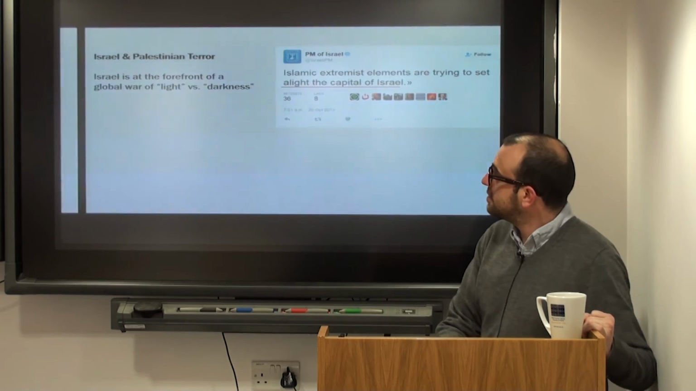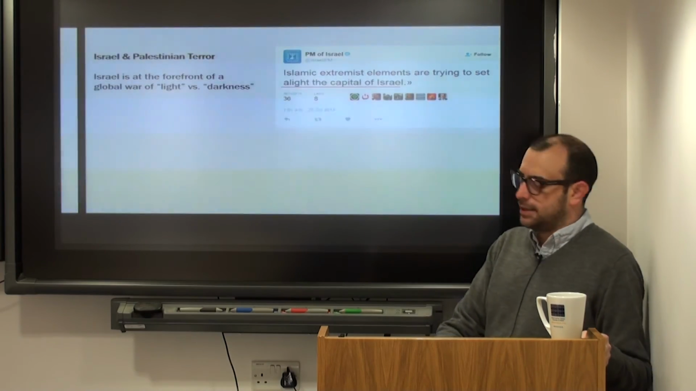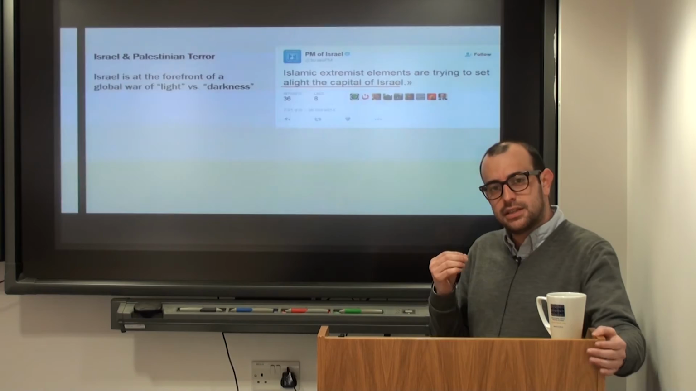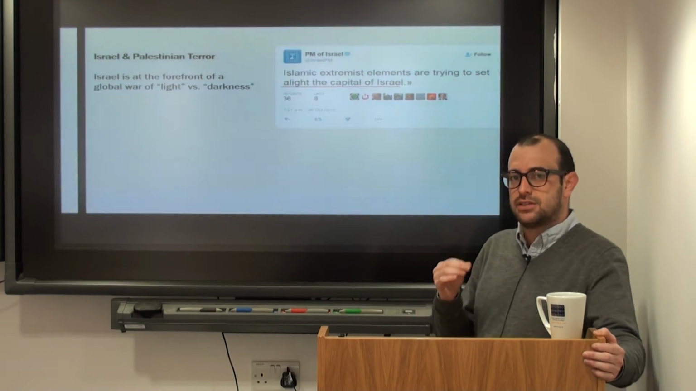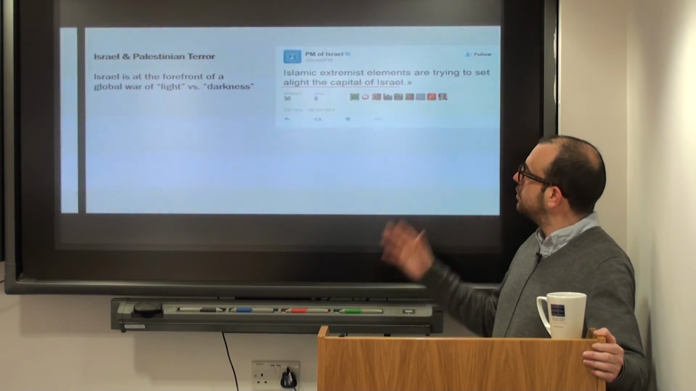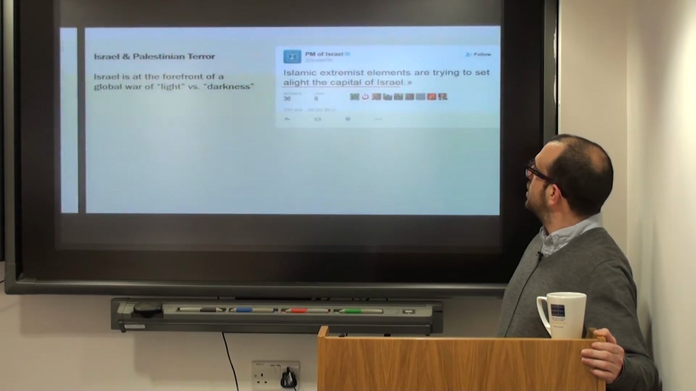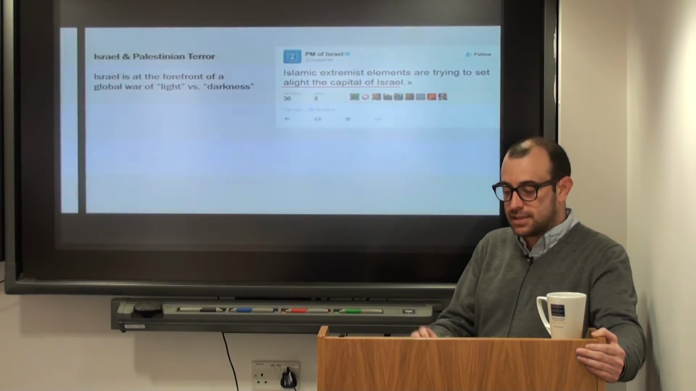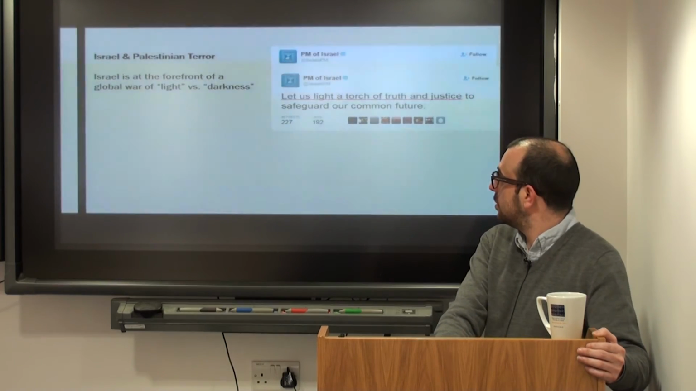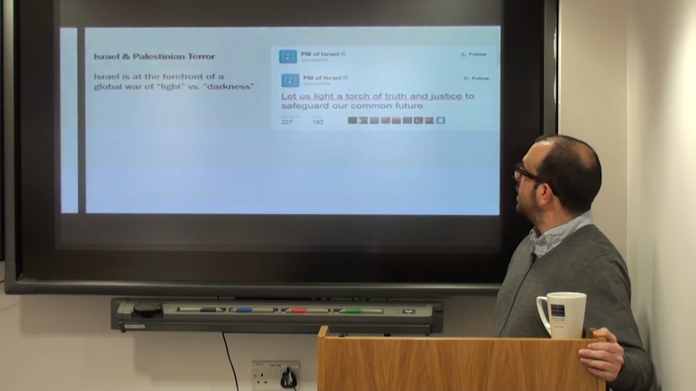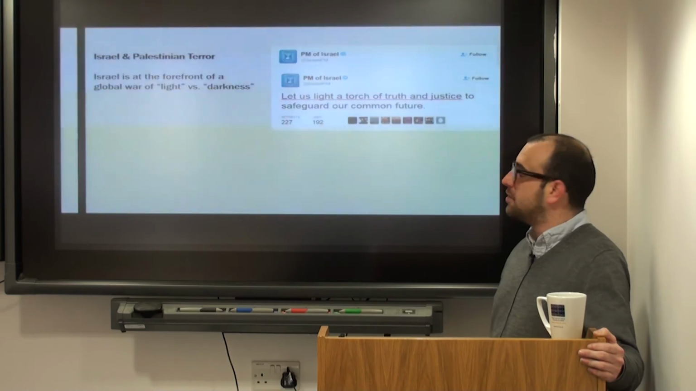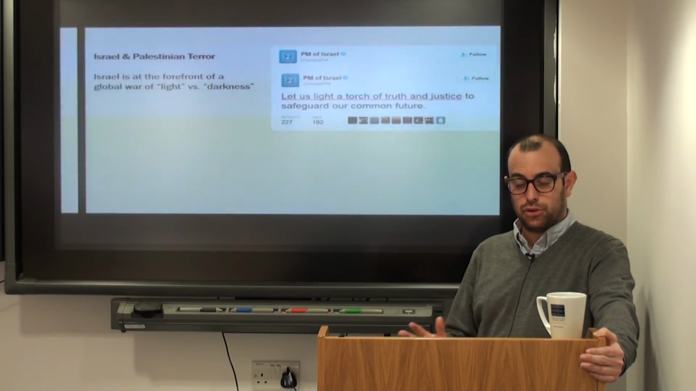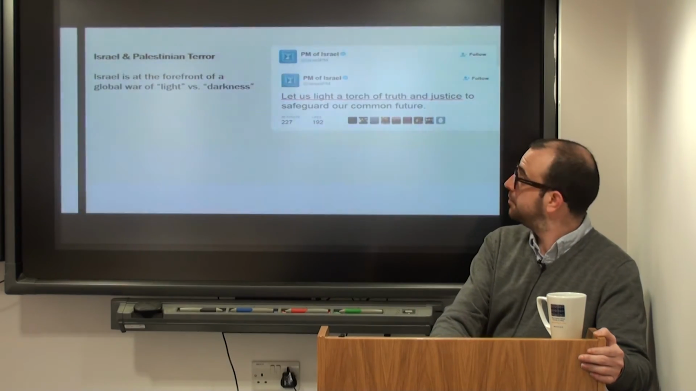Finally, Israel is at the forefront of a global war between light and darkness. And these words matter. These words have a meaning. And we'll see that this is really the exact vernacular that is used on Israeli social media accounts. And here is one tweet. Islamic extremist elements are trying to set alight the capital of Israel. So Israel is the light while Islamic terrorists are the darkness. Prime Minister Netanyahu: let us light a torch of truth and justice to safeguard our common future. The common future being that of all people from liberal democracies fighting off terrorism.